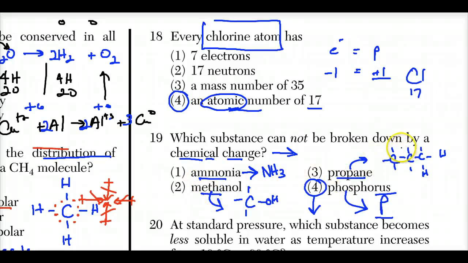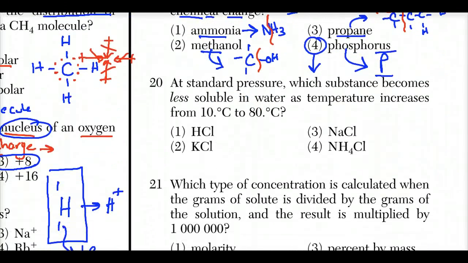And compounds are broken chemically because you have to actually break the bond between the atoms. Okay? And that's what a chemical change is: breaking bonds and forming new ones. Here, they're just the same type of atoms. Number 20. Standard pressure, which substance becomes less soluble?